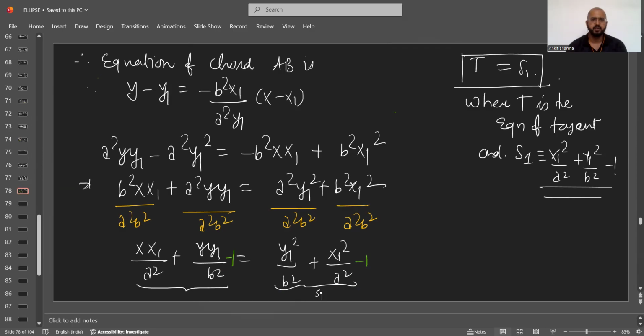So now whenever it comes to finding the locus of the midpoint of chords, we'll simply use the condition T is equal to S1. In fact, this is common for ellipse, parabola, hyperbola, and all of them. T is equal to S1.